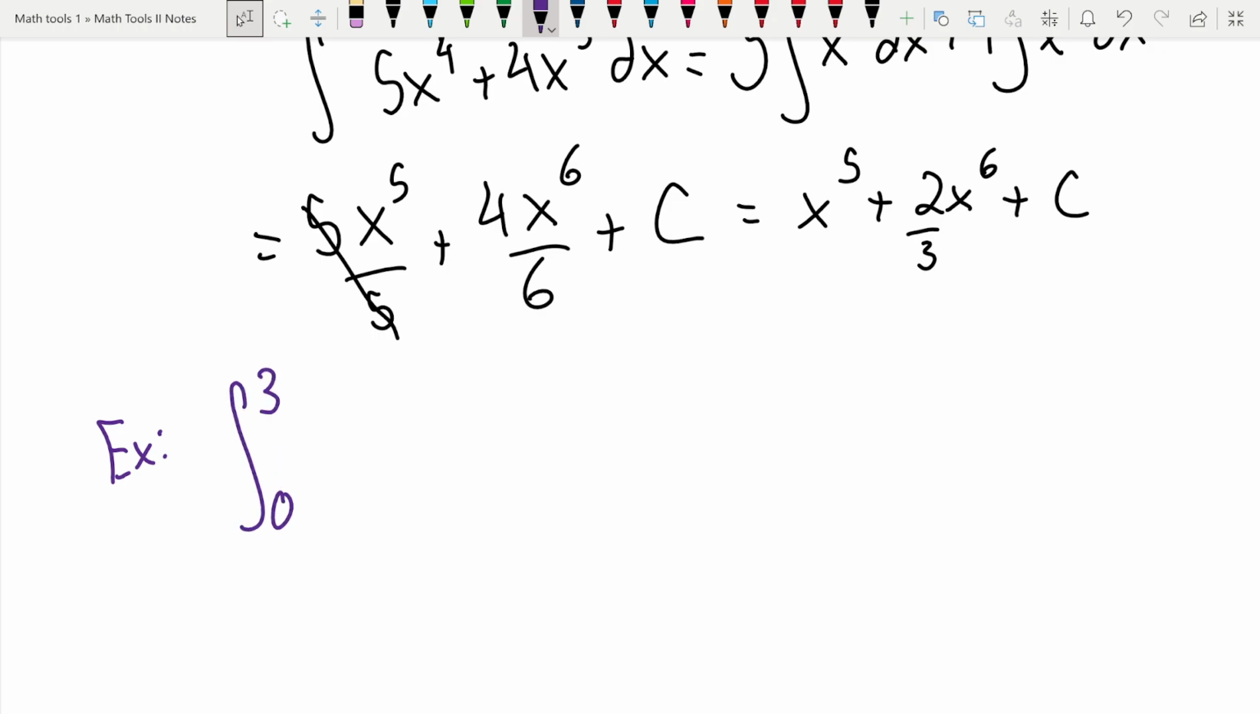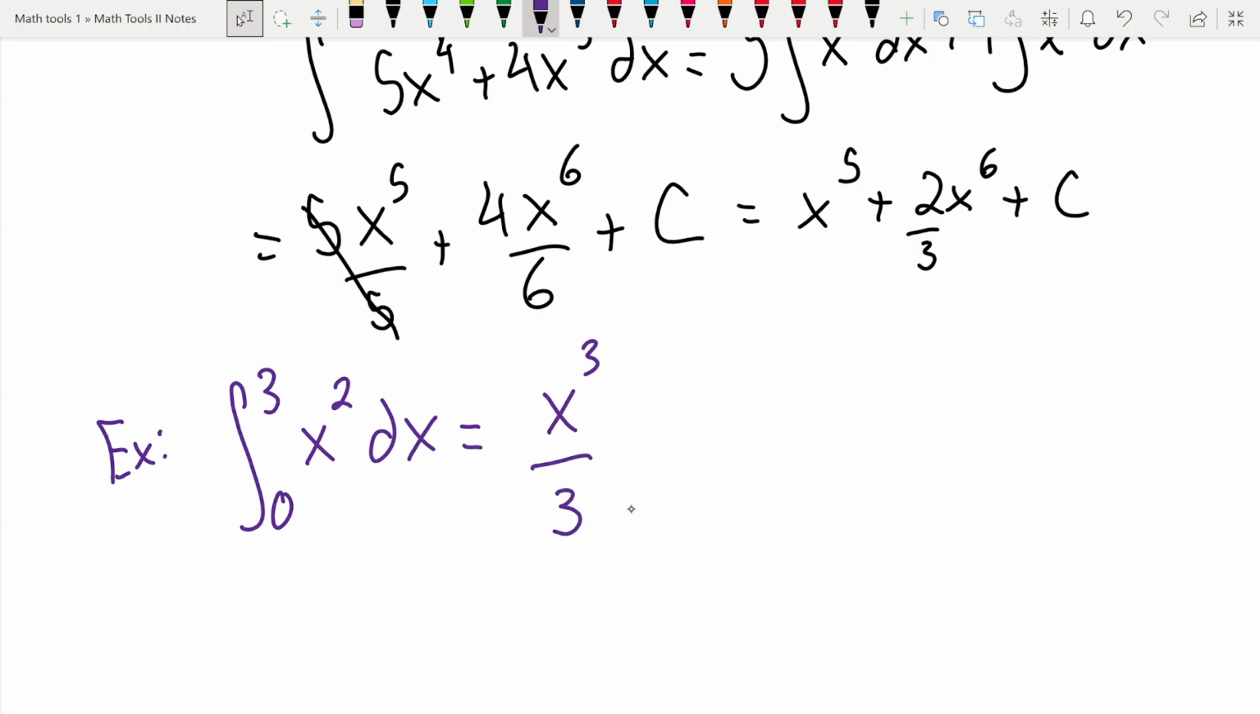So we can go ahead and just start with the one that we already did by hand, right? We did this one using the limit definition. So let's do it using this definition now. So first of all, the antiderivative of x squared would be x cubed over 3.